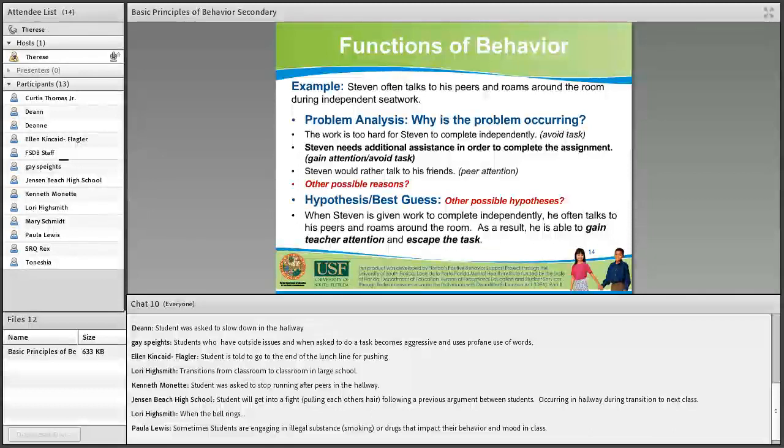You might also have a guess that Stephen needs additional assistance in order to complete the assignment. So he would be getting attention and avoiding the task. So he might be doing two things at once. There could be two competing functions of that problem behavior. Another guess, maybe Stephen would rather talk to his friends, so he gets peer attention out of the walking and roaming around the room.